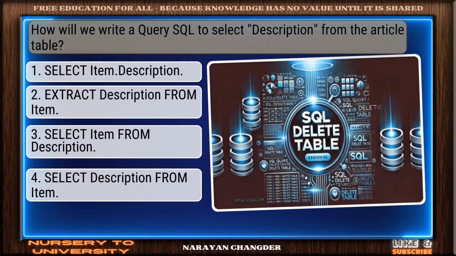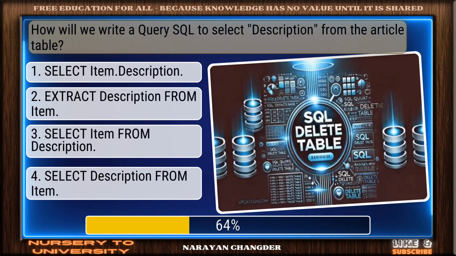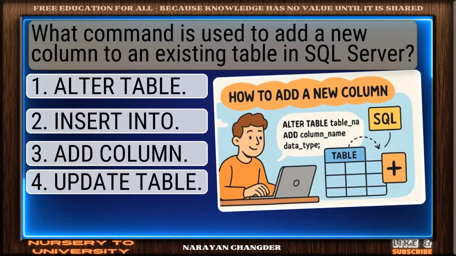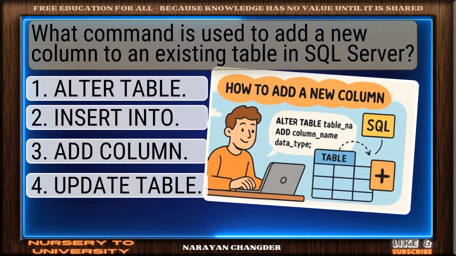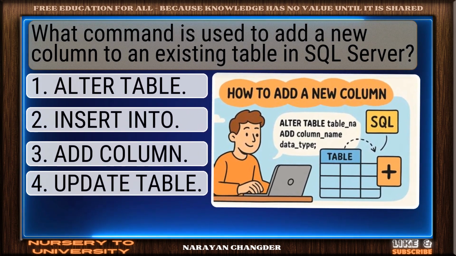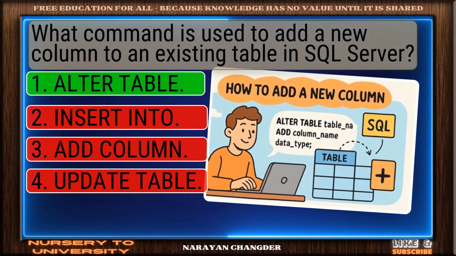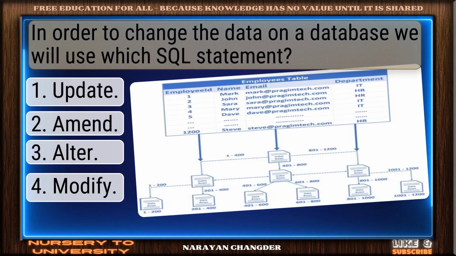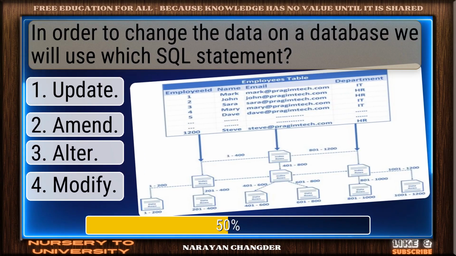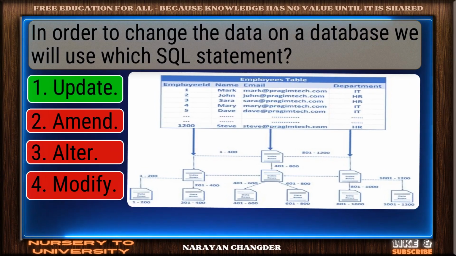Question number 16. How will we write a query SQL to select description from the article table? Nicely done. Select description from item is a solid answer. Question number 17. What command is used to add a new column to an existing table in SQL Server? Excellent. Alter table is a brilliant choice. Question number 18. In order to change the data on a database, we will use which SQL statement? Nice selection. Update is the correct and valid answer.